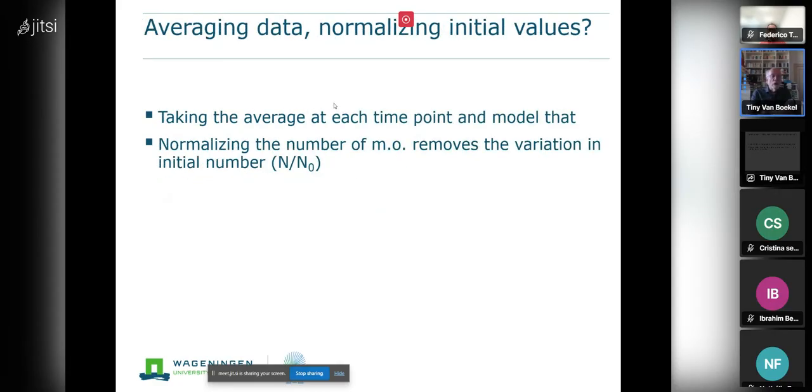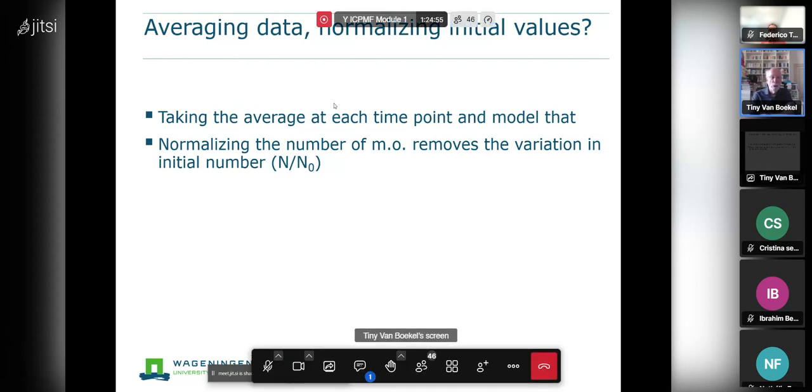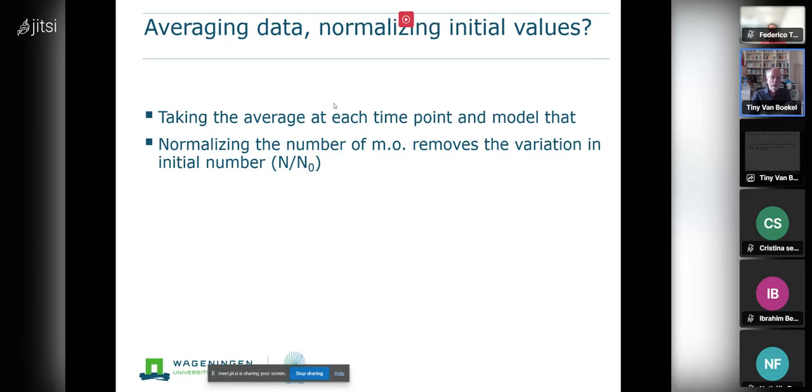So what I see a lot in food science literature is that people start to average if they have this variation, and they also start to normalize initial values. So it's not only the points in time that are a variable, but also the initial values are variable. And what many people do then is they just hide that by normalizing, by dividing the number of microorganisms by the number of initial microorganisms, and then you get rid of this variation at the very beginning. But that is, of course, just hiding the fact that also these initial values are variable.